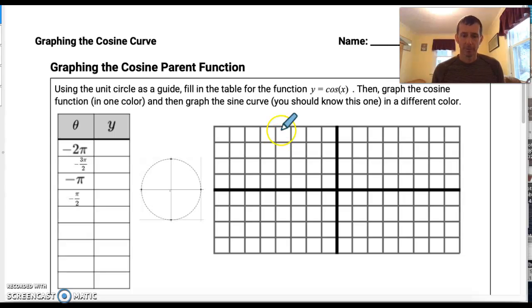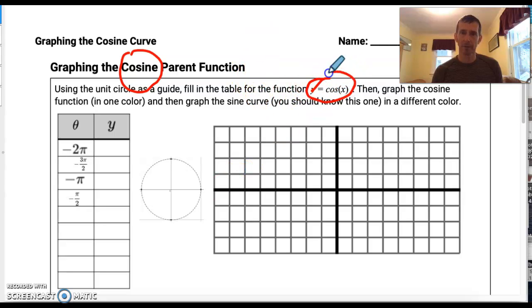Right, so you should have this. If I've seen you in person, you should have this in your packet. If not, it is linked in Google Classroom, and I want you guys to take a second and basically do the same thing with the cosine function that we did with the sine function originally, and that is fill in this table exactly like the theta values, exactly like we had for the sine graph when we first did it.